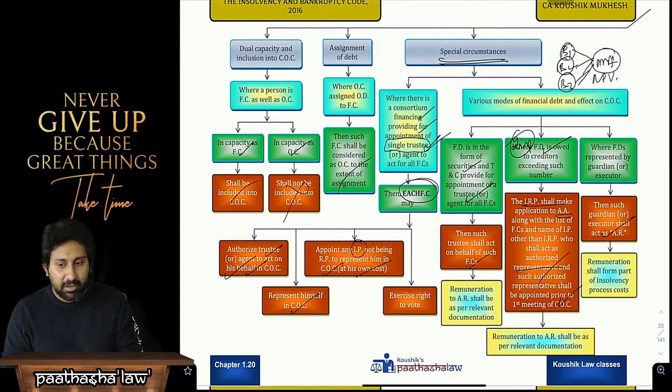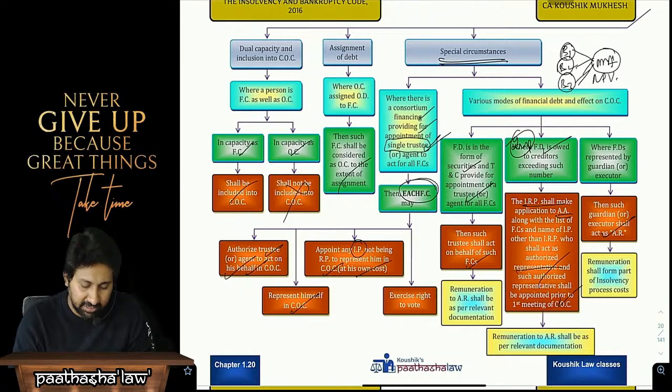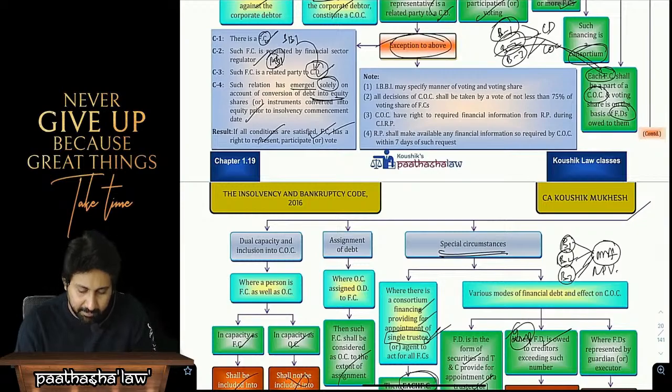Sir, up to here everyone understood the concept clearly? Sir, all important points were kept in the material. Okay, whatever I felt important in this particular area on COC, everything important was kept here.